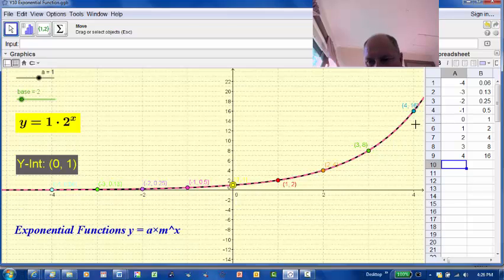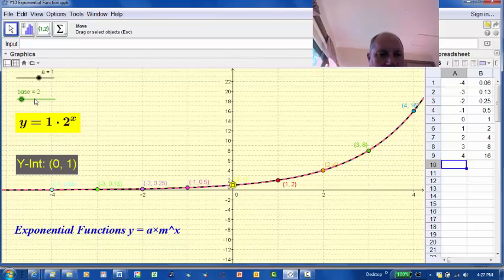What happens out in this direction? The bigger the positive x value I put in, the quicker the graph starts increasing. You may have heard of the expression exponential growth, and that's where it increases very quickly.